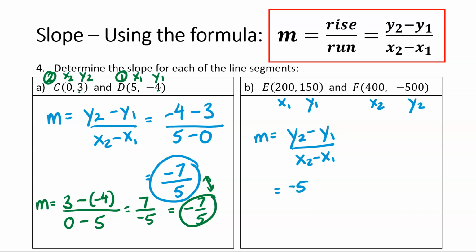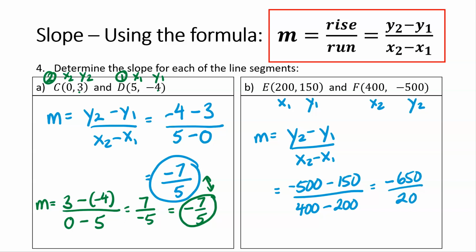y2 is the negative 500. y1, which we're subtracting, is 150. Divide that by x2, which is 400. And we'll subtract from that x1, which is 200. Negative 500 minus 150 is a negative 650. 400 minus 200 is 200. As a reduced fraction, that would be negative 13 over 4.